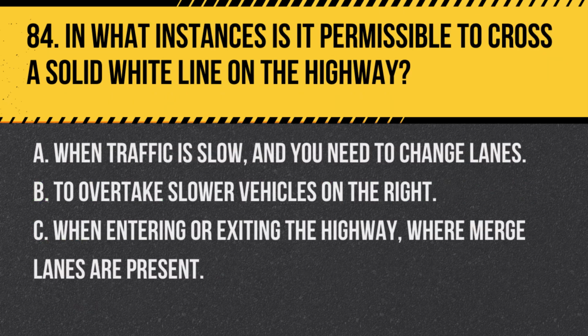Question 84. In what instances is it permissible to cross a solid white line on the highway? A. When traffic is slow and you need to change lanes. B. To overtake slower vehicles on the right. C. When entering or exiting the highway where merge lanes are present. Answer: C. When entering or exiting the highway where merge lanes are present. Solid white lines indicate boundaries not typically crossed, except in specific situations like highway exits or entrances.